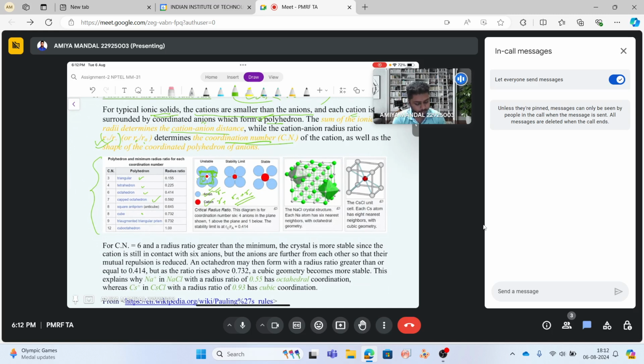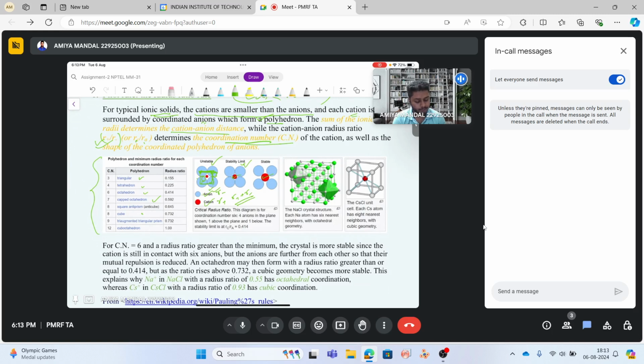So which will be stable and which will be unstable? It depends completely on the position and size of the cation. If the size of the cation is very small, positioned at a very small interstitial void between the anions, then it is unstable. And if it resides completely covering the void, then it is a stability limit. And from here, the stability limit increases.